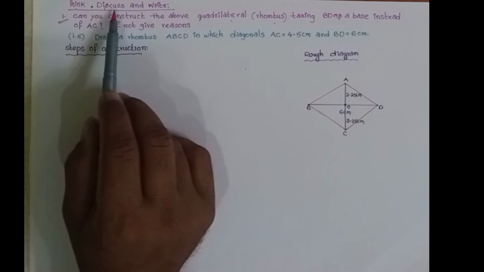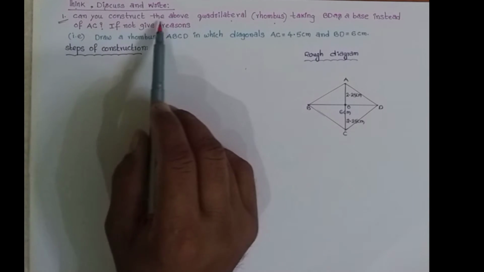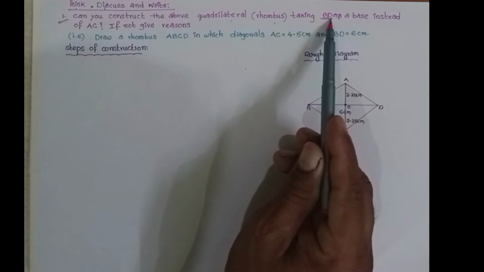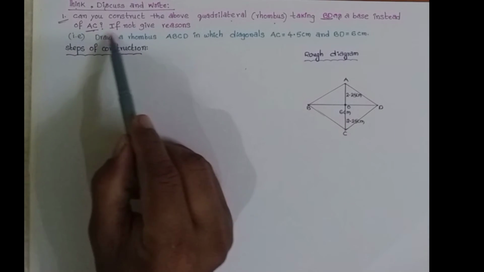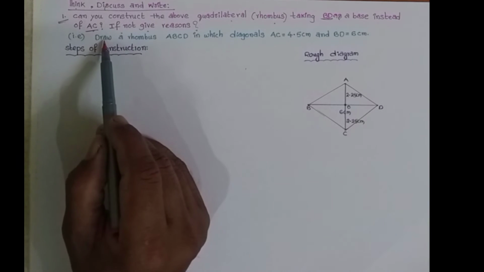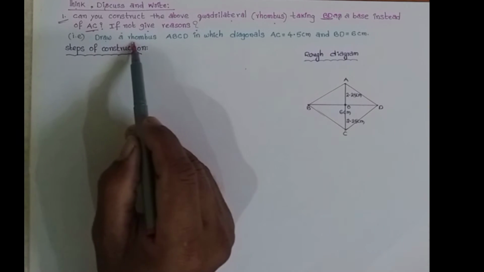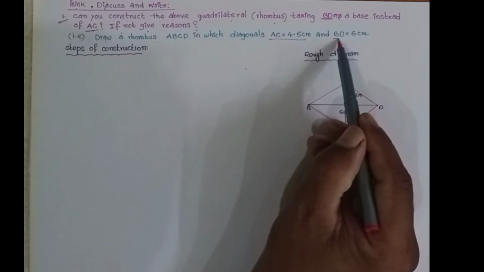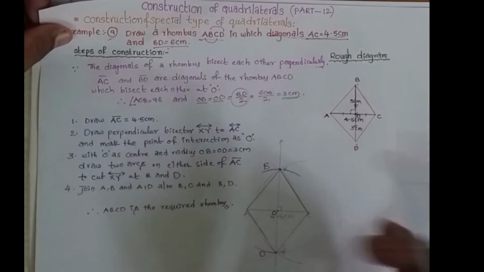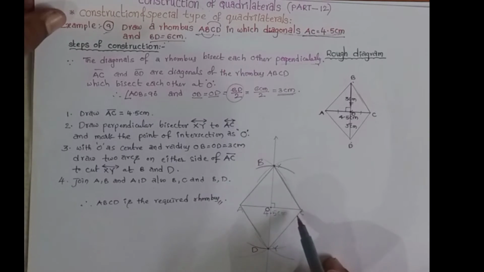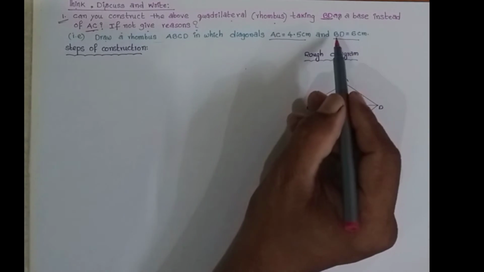Next we have a think, discuss and write. Can you construct the above quadrilateral rhombus taking BD as base instead of AC? If not, give reasons. The above question is Example 9, that is, draw a rhombus ABCD in which diagonal AC equals 4.5 and BD equals 6 centimeter. Yes, that is the previous question. In the previous question, we took AC as base. Now in this question, we have to take BD as base.